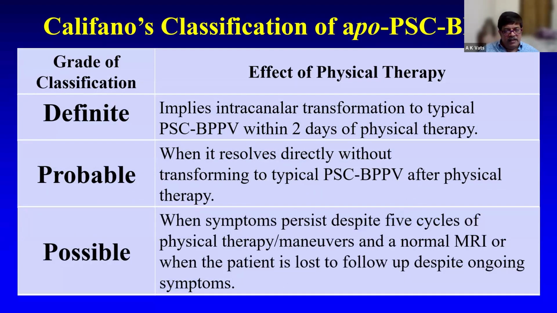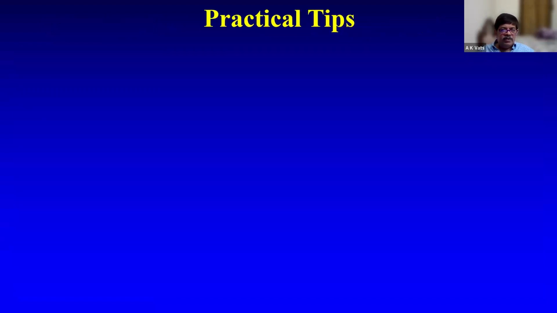The possible grade is when the symptoms persist despite 5 cycles of physical therapy or maneuvers and a normal MRI, or the patient is lost to follow-up despite ongoing symptoms. According to Califano, if 5 cycles of physical therapy, whatever maneuvers you choose, fail, then get an MRI of the brain and the CV junction done to rule out other causes. And then you proceed for further treatment. So this is a possible grade only when it does not resolve after the 5 cycles of treatment.